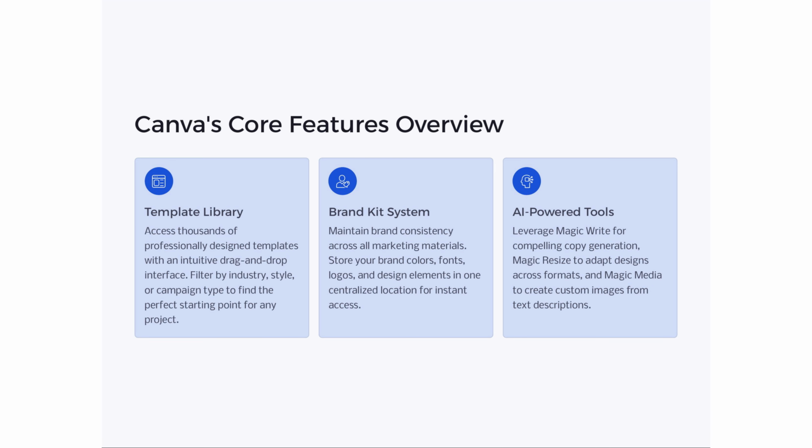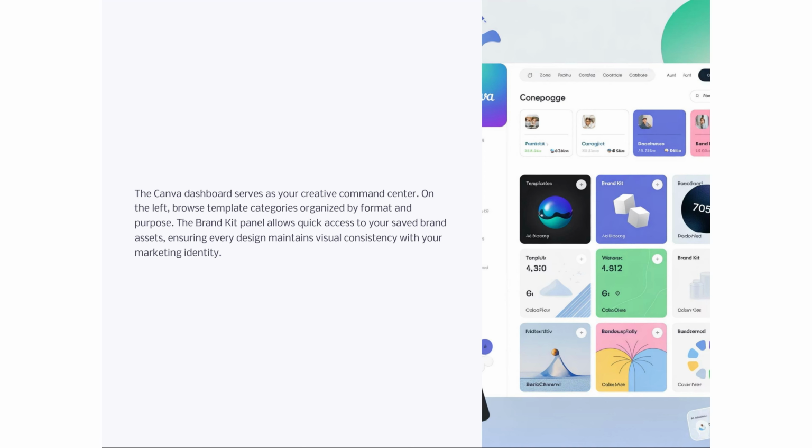Canva's core features empower users with a vast template library, offering thousands of professionally designed options. The Brand Kit system ensures brand consistency by storing essential assets like colors and logos. AI-powered tools like Magic Write, Magic Resize, and Magic Media enhance creativity, enabling seamless design adaptation and custom image creation from text descriptions. The Canva dashboard is your creative hub.